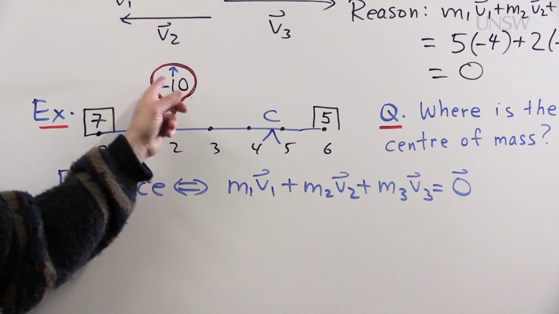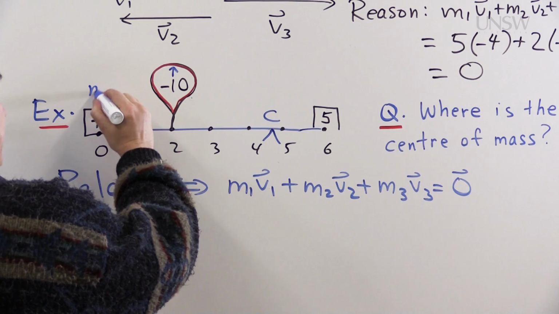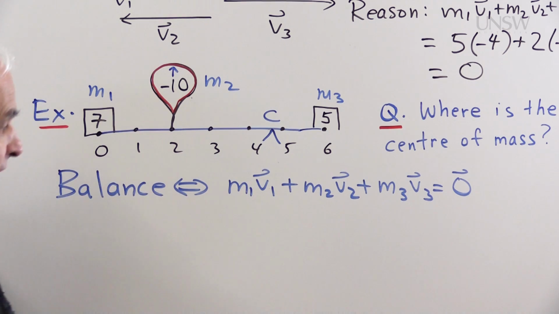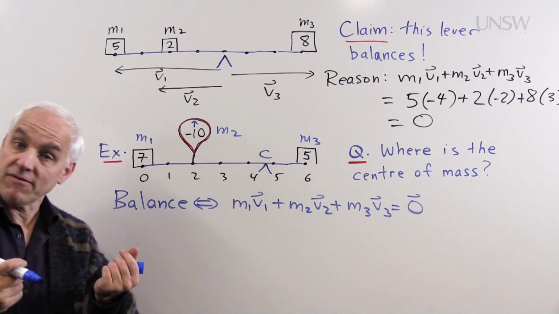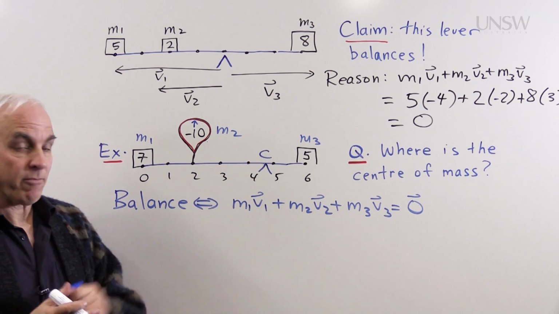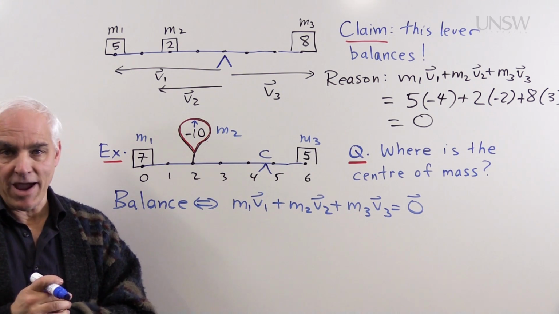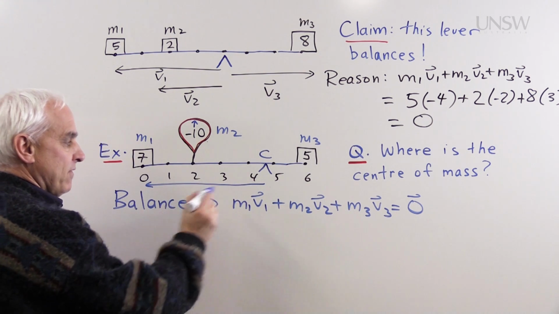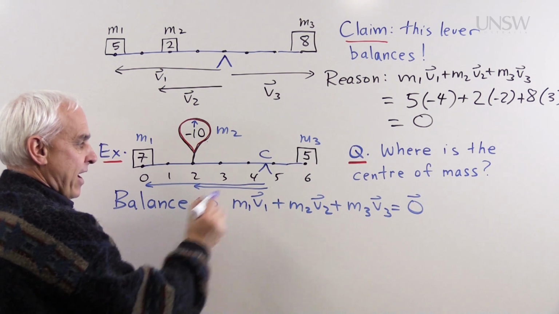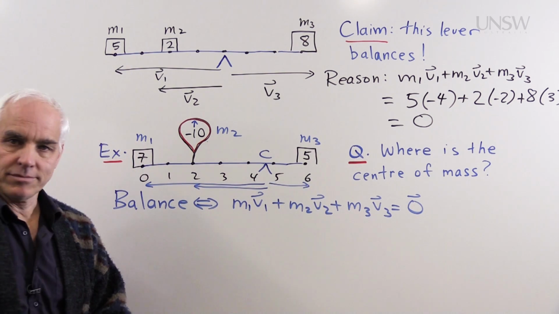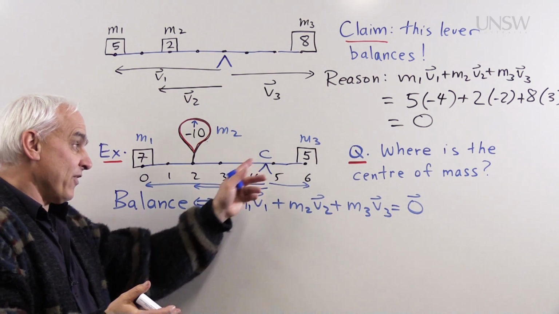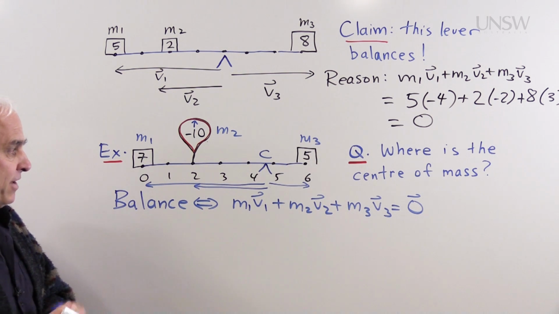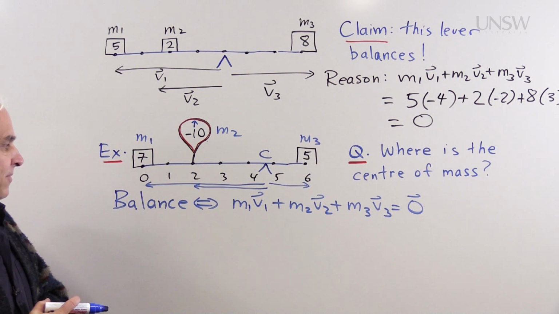And m1, m2, and m3 are these 3 masses. That's 7, that's minus 10, and that's 5. And v1, v2, and v3 are the 3 vectors emanating from the center of mass to the positions of those 3 masses. So for example, v1 would be this vector here, v2 would be this vector, and v3 would be this vector. Of course, those vectors are going to involve this unknown coordinate C. So let's see if we can write this down involving this unknown coordinate C.